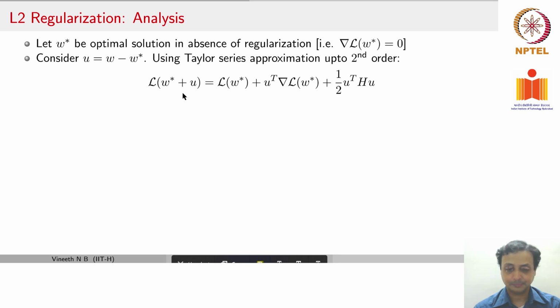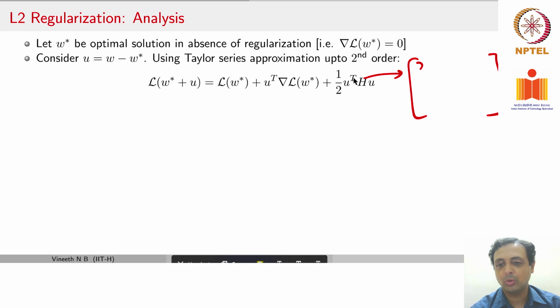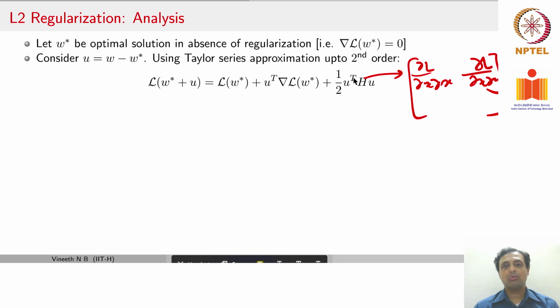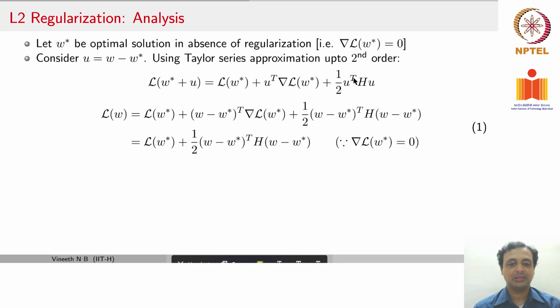By Taylor series expansion, this is given by L of W star plus U transpose grad L W star plus half U transpose H U, where H is the Hessian of the loss with respect to your weights. What is the Hessian? The matrix of all second partial derivatives. So you can have dou square L by dou x square, or dou square L by dou x dou y, and so on and so forth. If you had many more weights, you can have that many. That's the size of your Hessian. Rather, if you had 1 million weights, the size of your Hessian will be 1 million cross 1 million. It's definitely a large matrix to compute. But let's move on with this mathematical discussion.